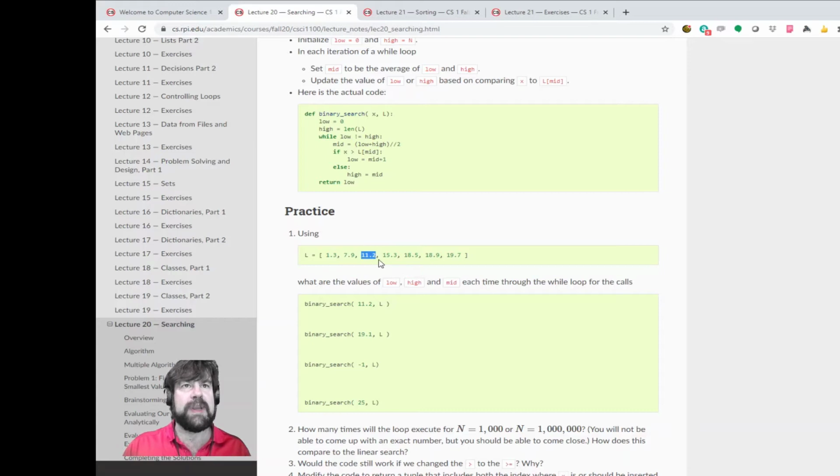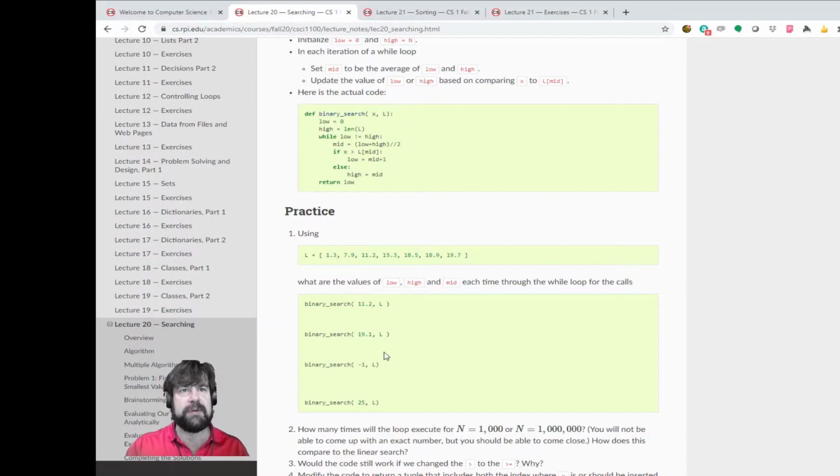0, 1, 2, 3 plus 2 is 5. Integer divided by 2 is 2. So 0, 1, 2, 11.2 is our test value. 11.2 is, in fact, not greater than the midpoint. So our test value is not greater than the midpoint. So that means we move high down, and at that point, high and low would both be equal to 2, and the loop would terminate.